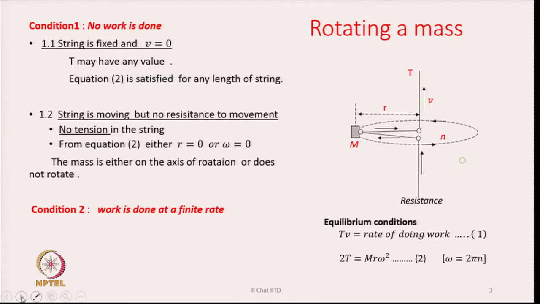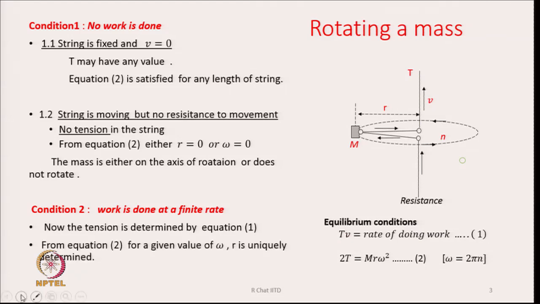The second condition is that work is being done at a finite rate. In that case, the tension will be determined by equation 1. If some work is being done, that means T into V has a certain value, and therefore if V is known, then we will be able to know what T is going to be, that is equation 1 is being satisfied.